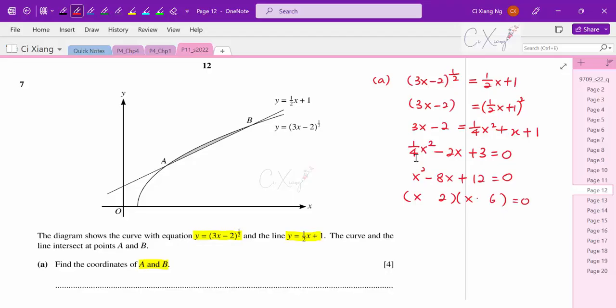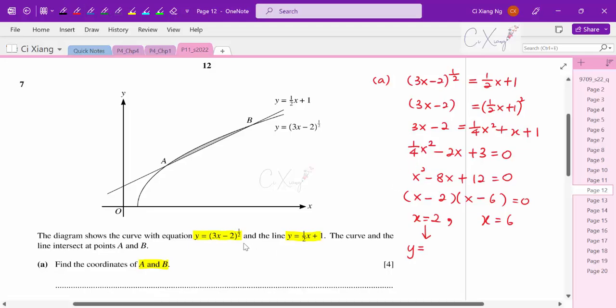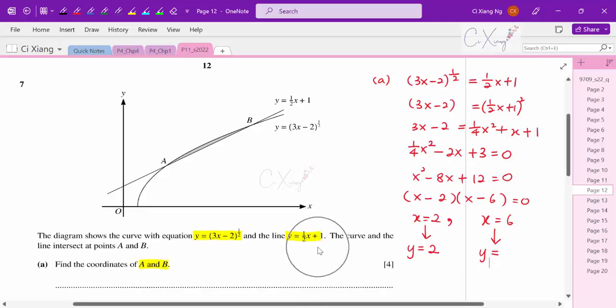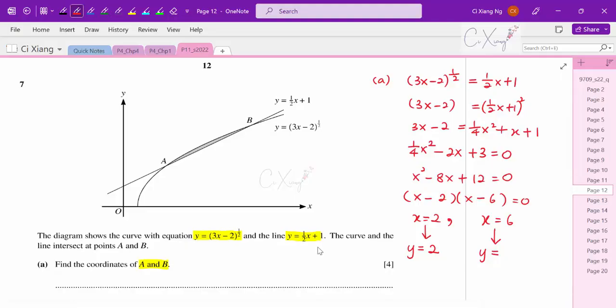So continue from here, I can further factorize it. 2 and 6, I think. So negative and negative. Okay, so I'm having x equals 2 and then x equals 6. So when x equals 2, if I want to get the coordinate for y, you can substitute either into this first equation or into this second equation here, up to you. So 2 divided by 2 is 1, 1 plus 1 is 2. And then for x equals 6, I also substitute into the linear equation here, and I'm having 3 plus 1, which equals 4.